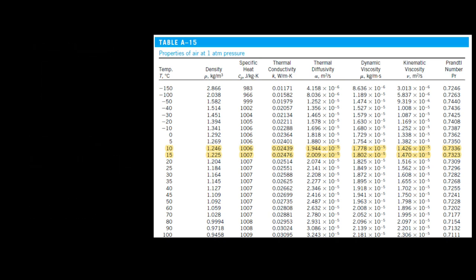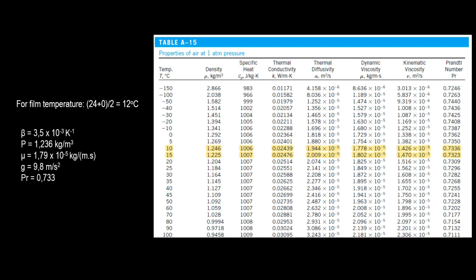Before we find all the constants in the table, we must find the film temperature, which we can calculate by averaging the wall temperature of the ice and the air temperature. After that, we can find it in the table. Because there is no 12 degrees Celsius, we must find it by interpolating. And we get the result as you can see in here.